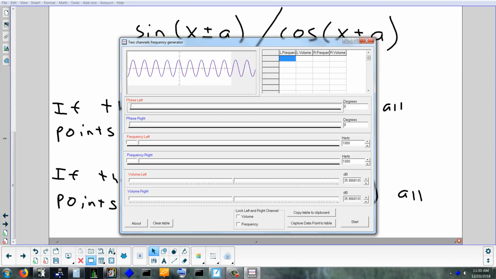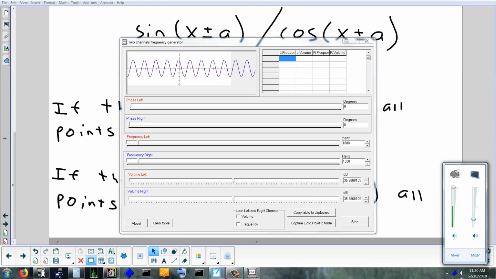So, what else can you hear a difference in besides the pitch of a sound? What else can you change about a sound? Yeah? The volume. Yeah, you can change the volume, like how loud it appears, or how loud we hear it. So let's play it and see what happens.